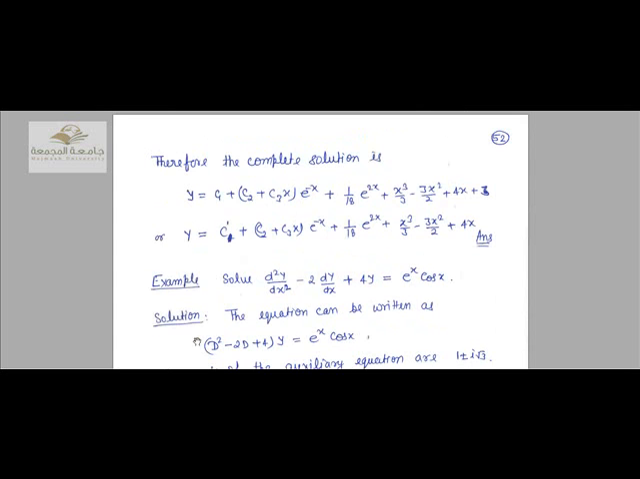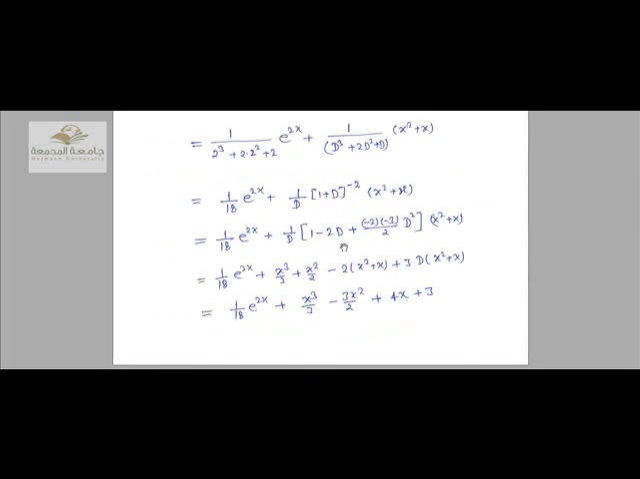And therefore the complete solution is y = c1 + (c2 + c3x)e^(−x) + 1/18 e^(2x) + x³/3 − 3x²/2 + 4x + 3, or y = c1′ + (c2 + c3x)e^(−x) + 1/18 e^(2x) + x³/3 − 3x²/2 + 4x, which is the required solution of the given differential equation.